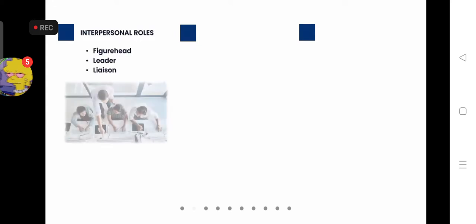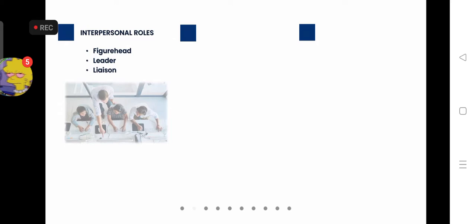So as we can see in the illustration, the interpersonal roles include the figurehead, leader, and a liaison. As a figurehead, the manager performs social, inspirational, legal, and ceremonial duties. Next, the role of a leader is at the heart of the manager-subordinate relationship and managerial power. Then, as a liaison, the manager builds and maintains relationships with other companies.